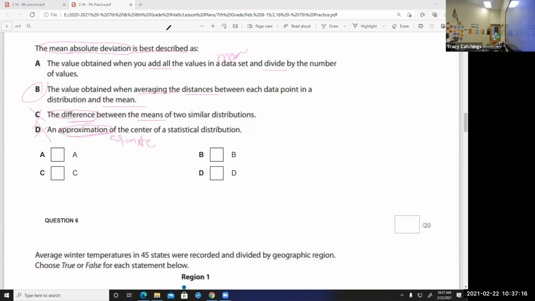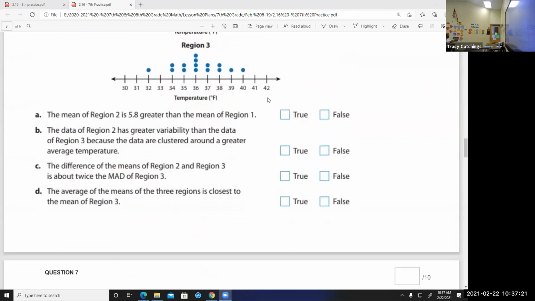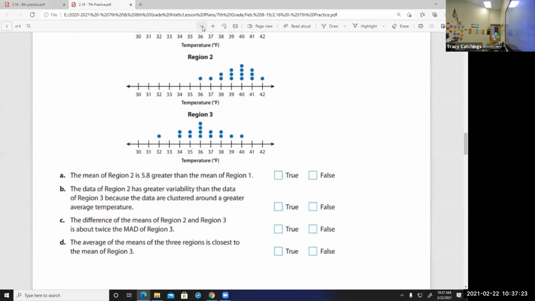All right, we're going to try to make it through one more, if we can. We're about to stretch this time. Let's see if we've got time. Let me make it smaller.